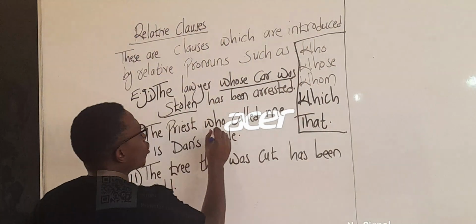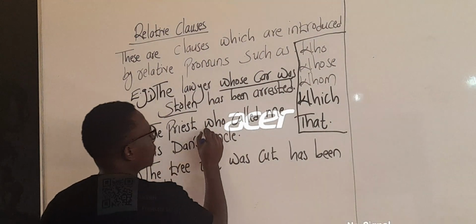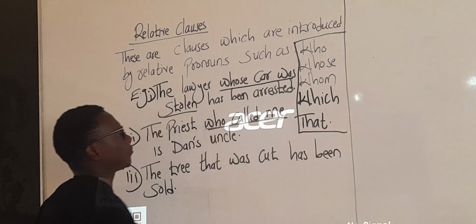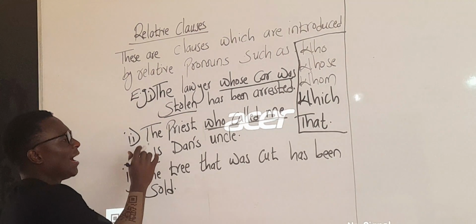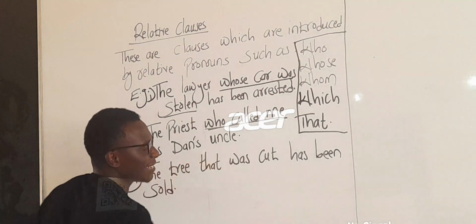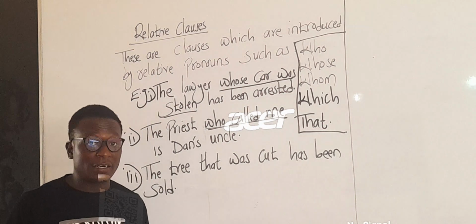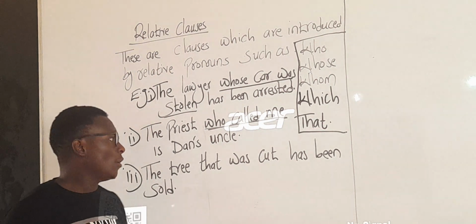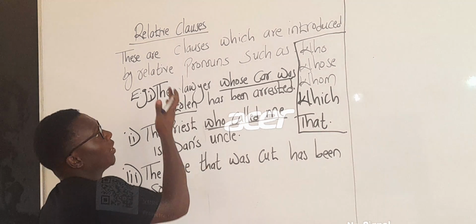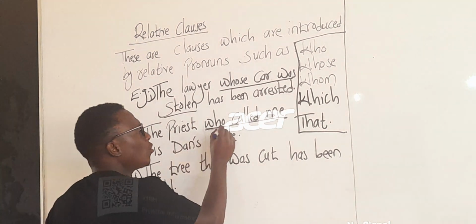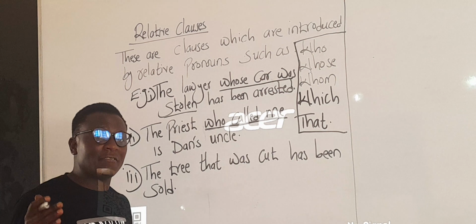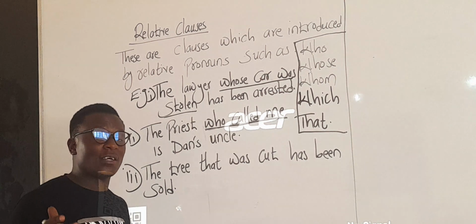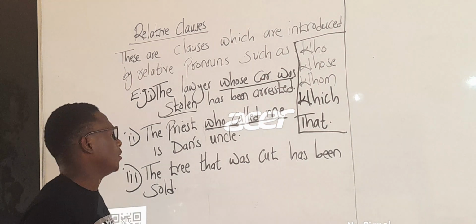The priest who called me. Now, I can say the priest is Dan's uncle. It's very correct. It's very stable. It can stand on its own. But apart from that, because we are in relative clauses, who called me? The part which is introduced by a relative pronoun is what we refer to as a relative clause.